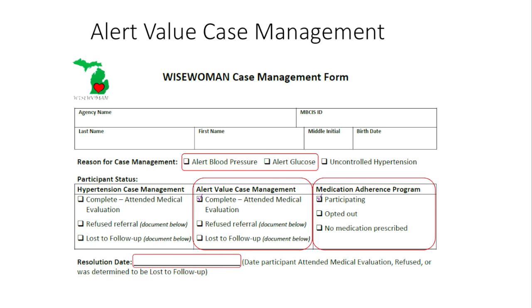And the resolution date on here is going to be, just like with hypertension case management, either the date she attended the medical evaluation, the date that she refused, or the date that you determined her to be lost to follow-up. And the determination of loss to follow-up is the same as you would use in hypertension case management.